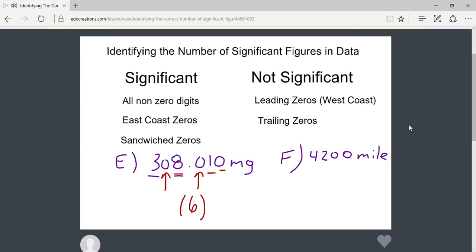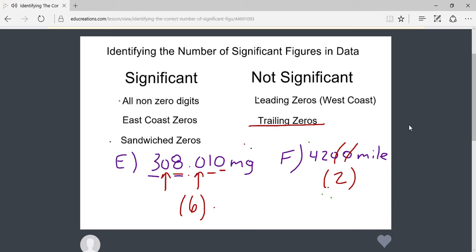Comparing to example F, 4,200 miles, there is no decimal position in this particular measurement recorded. Therefore, we consider these to be trailing zeros, which are not considered significant to a measurement. This measurement therefore contains 2 non-zero digits, which are always considered significant.